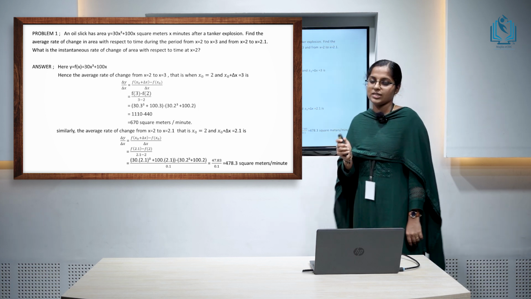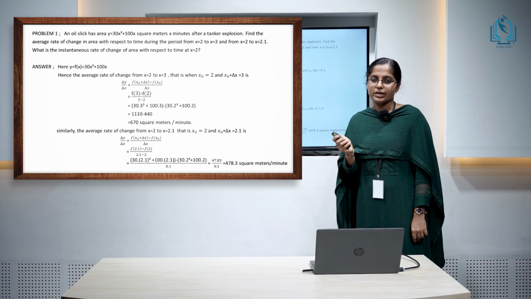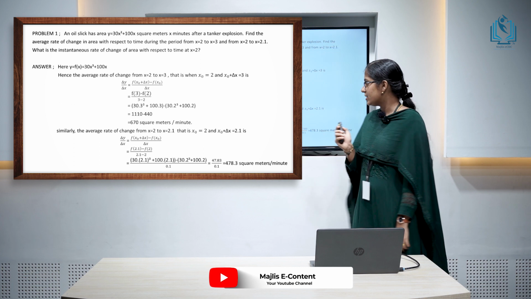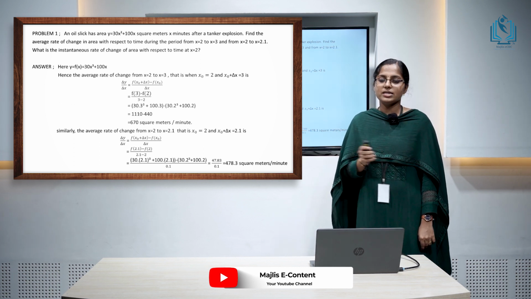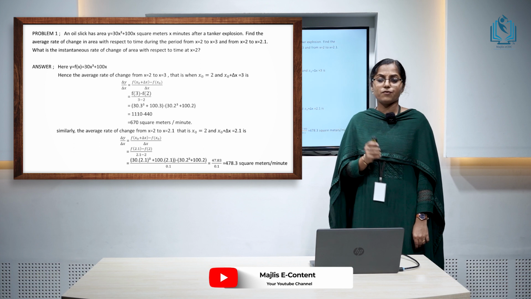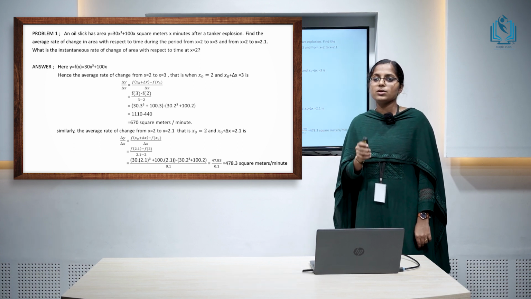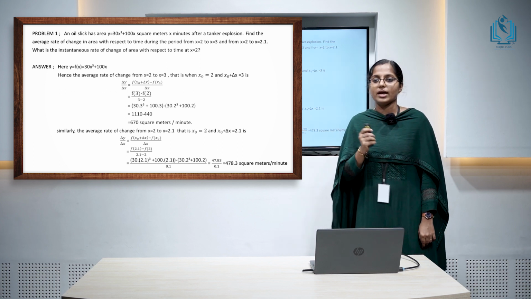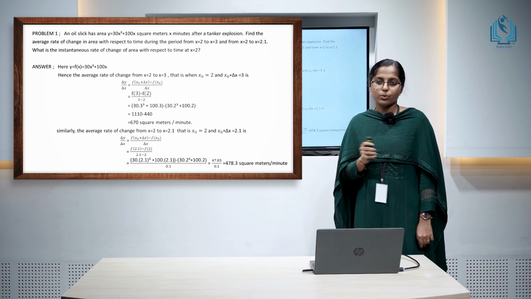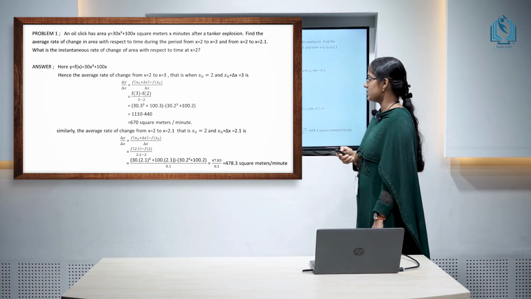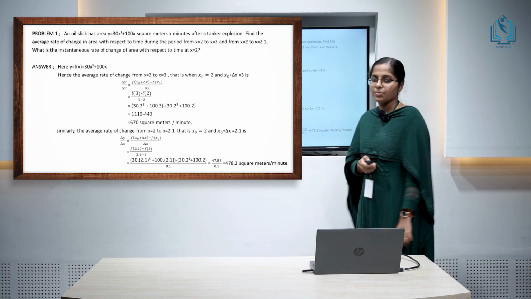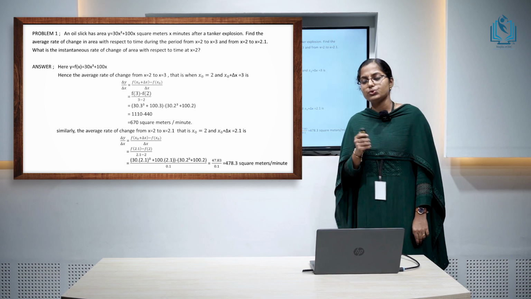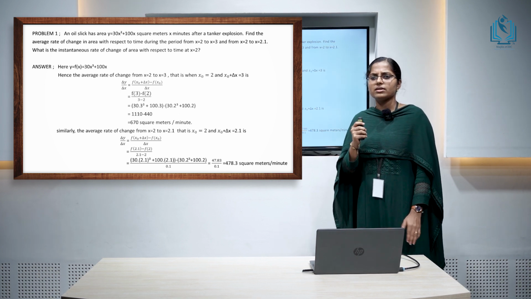Therefore, the average rate of change delta y by delta x is, by the equation, f of x naught plus delta x minus f of x naught divided by delta x, which equals f of 3 minus f of 2 divided by 3 minus 2. So f of 3 is found by putting x equals 3 in y equals f of x, and f of 2 by putting x equals 2 in y equals f of x. Therefore, we get the answer 670 square meters per minute. Similarly, the average rate of change from x equals 2 to x equals 2.1 is found by the same method.